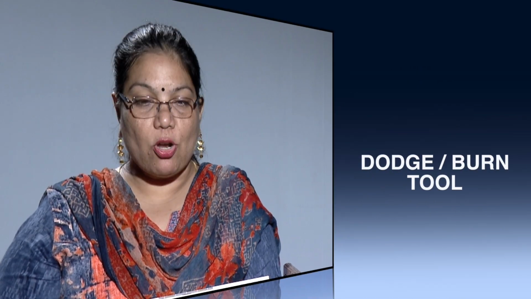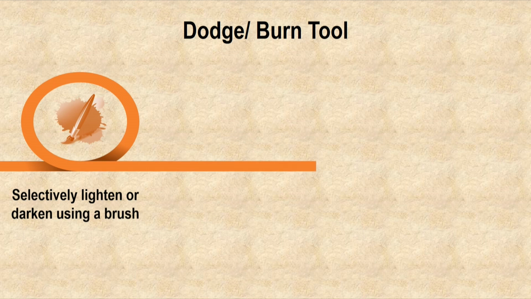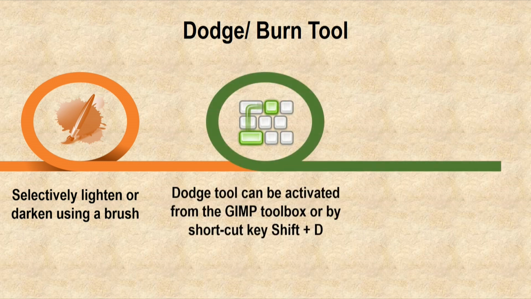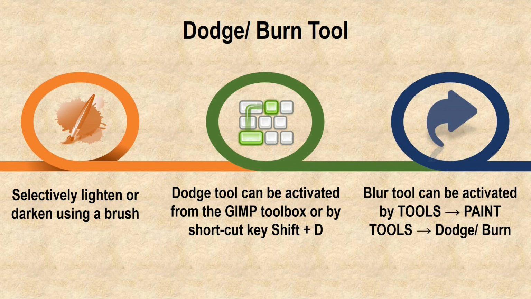So next one is dodge or burn tool. We can selectively darken or lighten a particular color using this particular tool. Dodge tool can be activated from the GIMP toolbox or by making use of the shortcut key, that is Shift plus D, and this tool can also be used from the paint tools option.